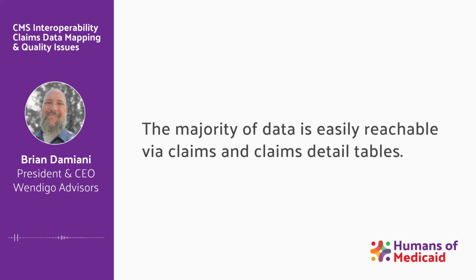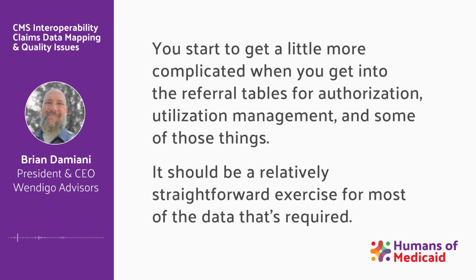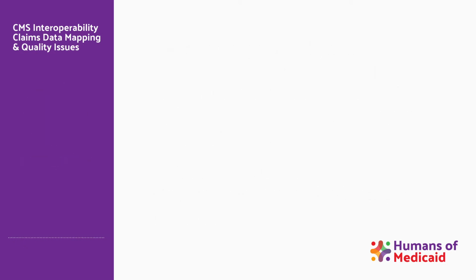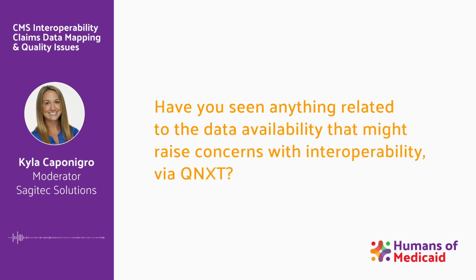So the basic information is going to need to end up in the FHIR data repository. About 80% of that is going to be pretty easily reachable via claims and claim detail tables, for example. You start to get a little more complicated when you get into the referral tables for authorization, utilization management, and some of those things. But it should be a relatively straightforward exercise for most of the data that's required.